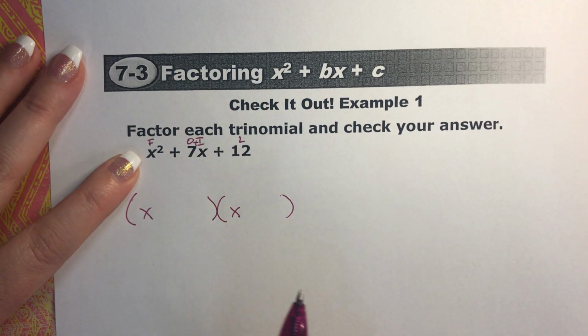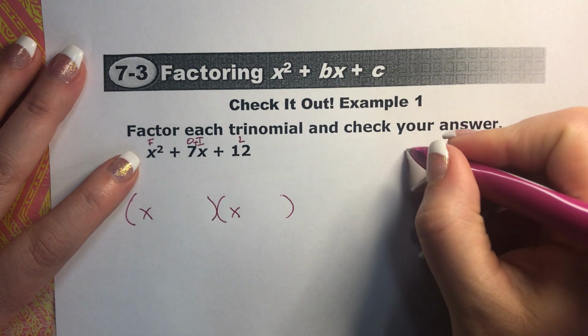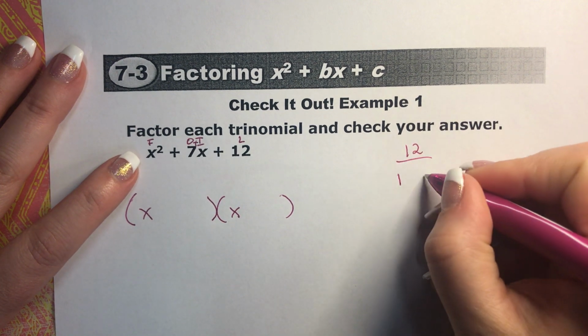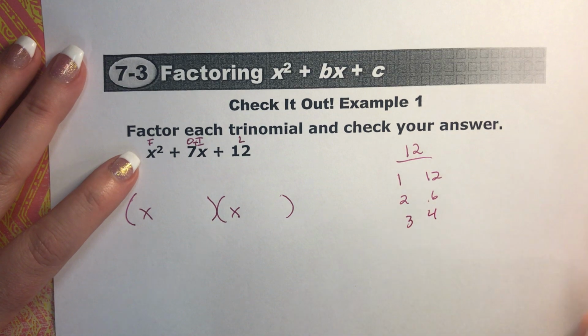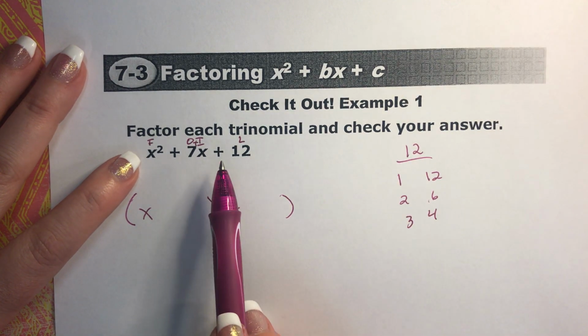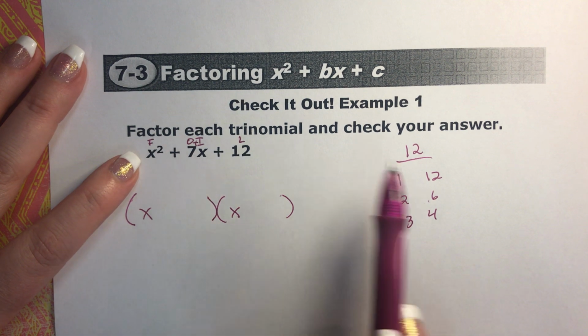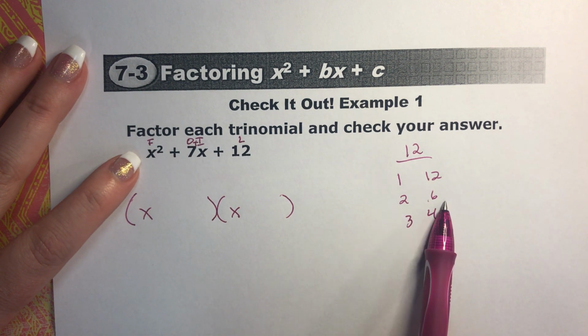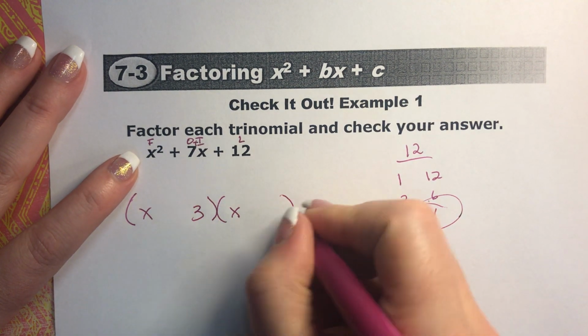Then we go to our last, and this tells me that I'm looking for factors of 12 that add to 7. So I'm going to list what the factors of 12 are: 1 and 12, 2 and 6, and 3 and 4. And we're going to add the factors together to get 7. So 1 plus 12 is 13, 2 plus 6 is 8, hey, 3 plus 4, that's 7.